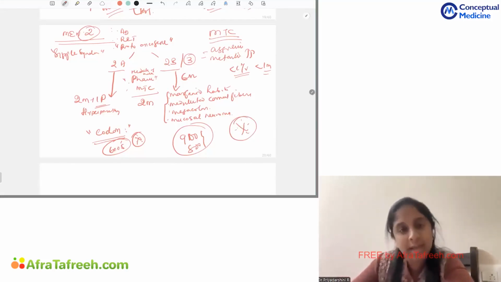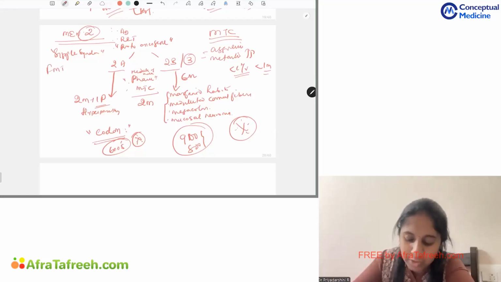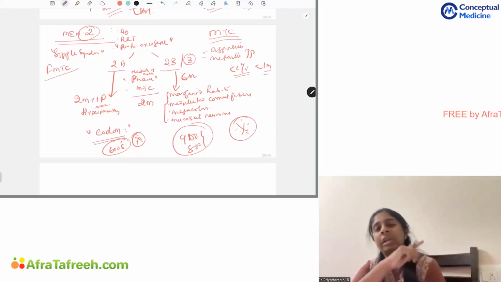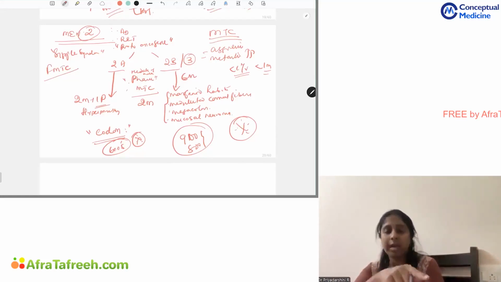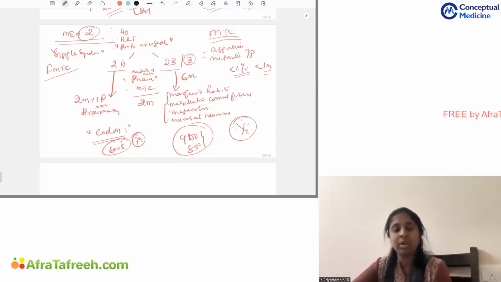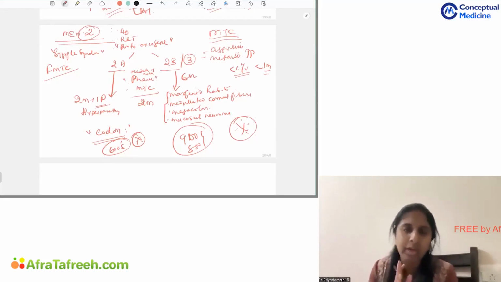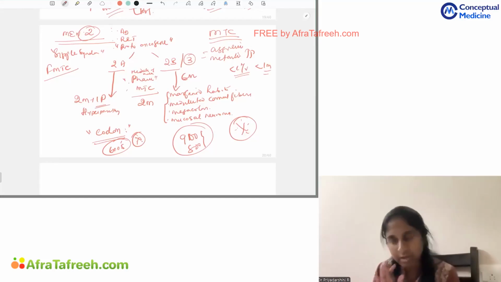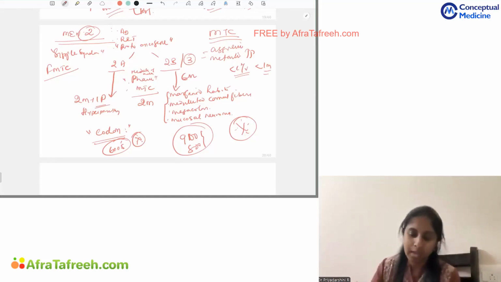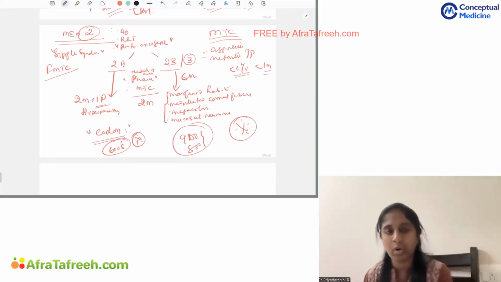So in MEN2, again you have small subdivisions. You have something called familial medullary thyroid cancer. Similarly to familial isolated hyperparathyroidism with MEN1 mutation, you have familial medullary thyroid cancer. So usually in familial medullary thyroid cancer, only the medullary thyroid cancer would be there. There won't be any hyperparathyroidism, there won't be any pheochromocytoma at all. Only medullary thyroid cancer would be running through the family. They may have a RET proto-oncogene mutation.